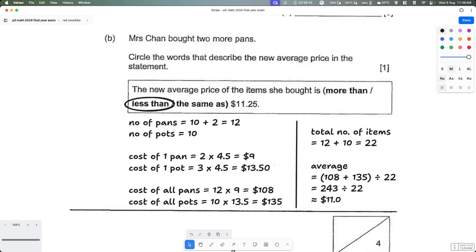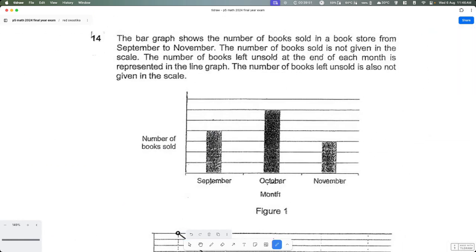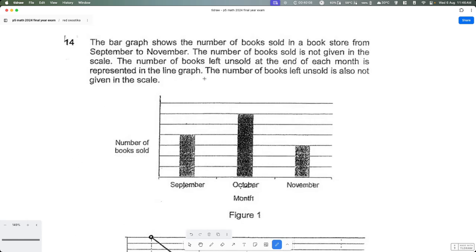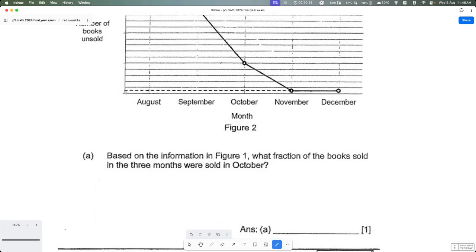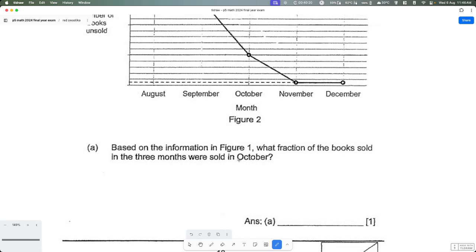It should be 11.5 cents. Question number 14. The bar graph shows the number of books sold in a bookstore from September to November. The number of books sold is not given in the scale. The number of books left unsold at the end of the month is represented in the line graph as well, and it is also not given in the scale. Based on the information from figure 1, what fraction of the books sold in 3 months were sold in October?